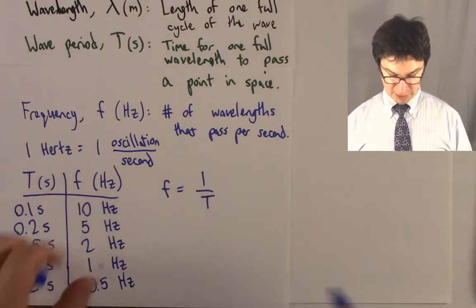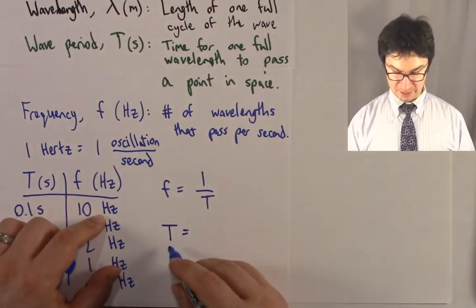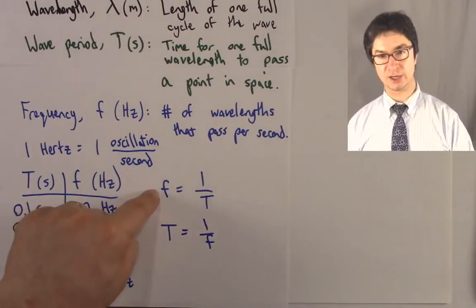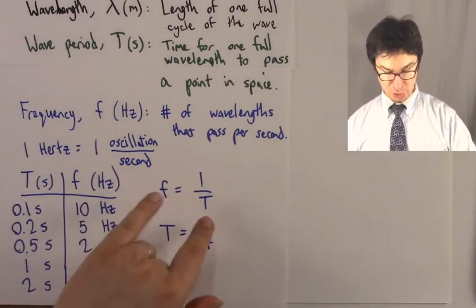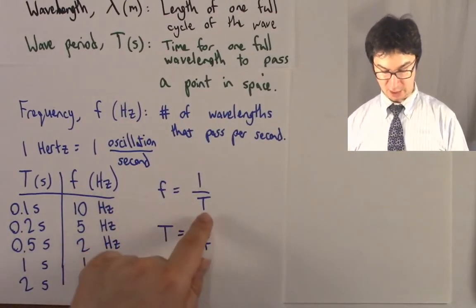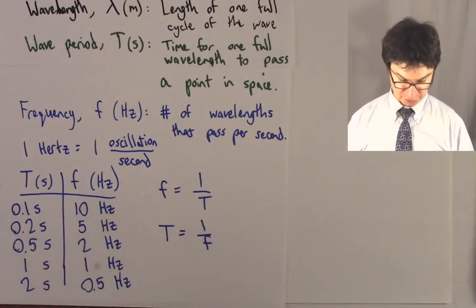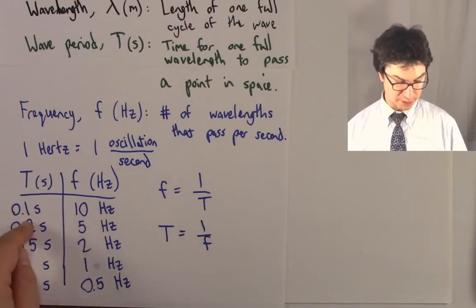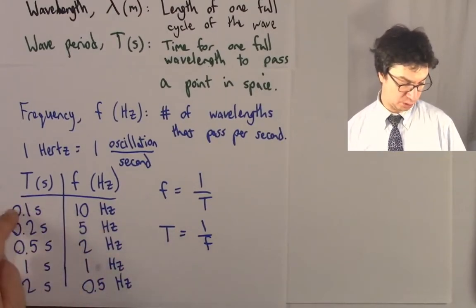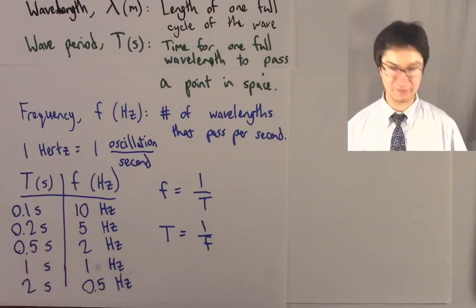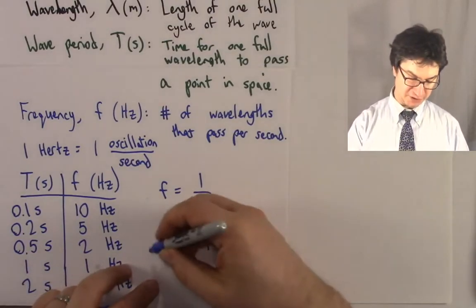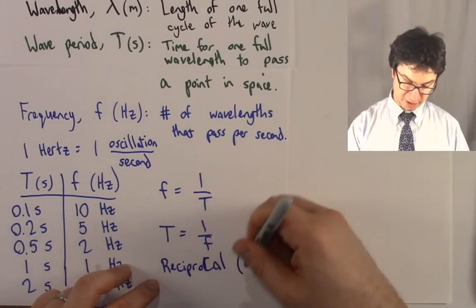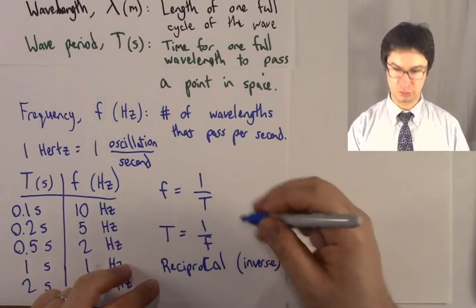And because of this relationship, you can also write that the wave period T is equal to 1 over f. You might remember that little algebraic trick where if you have a quantity on one side of the equation equal to a fraction, you can flip the denominator of that fraction with the quantity, and that works here as well. So you can see that this works as well. If you want to find the oscillation period, you take 1 over the frequency. So 1 over 10 is 0.1. 1 over 5 is 0.2. 1 over 2 is 0.5. So it works both ways. And we can say, of course, that this is a reciprocal or an inverse relationship.